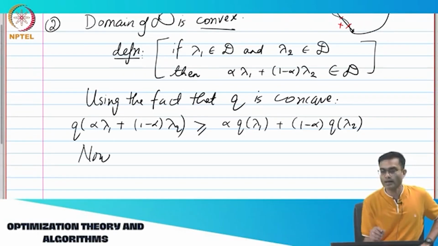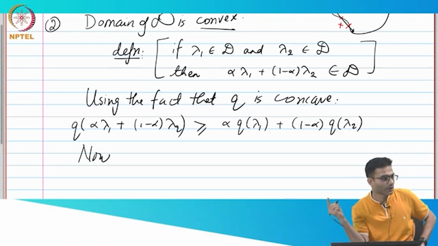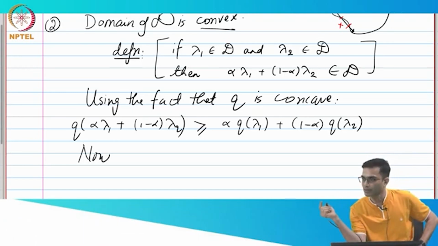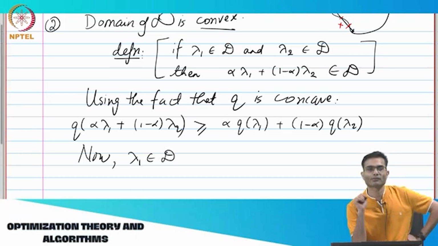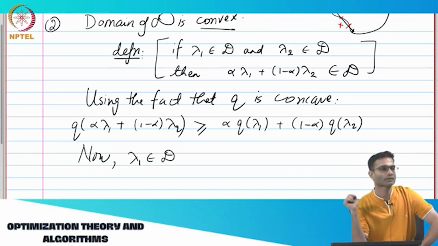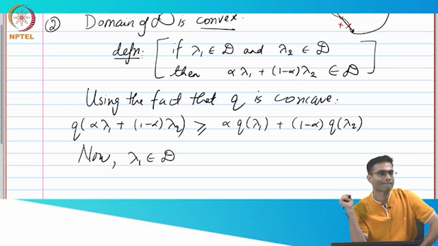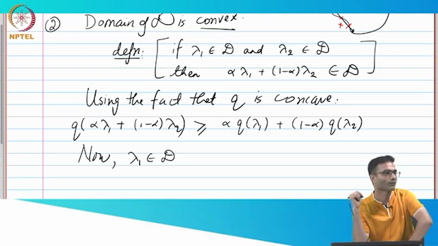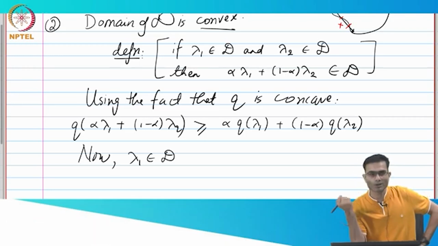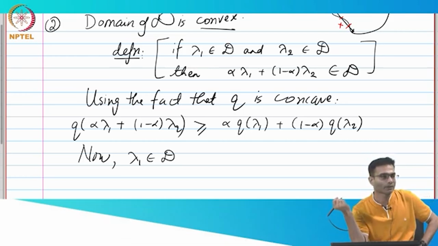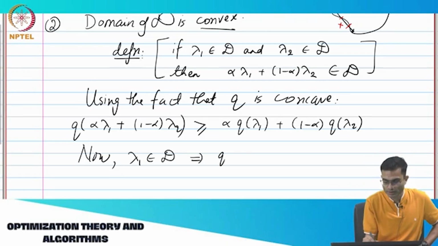Now we are saying that lambda 1 is in D, and lambda 2 is in D. What is the meaning of lambda 1 belongs to D? Operationally, what does it mean? Just go back to the definition of the domain of Q. When do I say that lambda is in D? Q of lambda should not blow up. It should be greater than minus infinity. So if I say that lambda 1 belongs to this set, what does it say for Q of lambda 1?